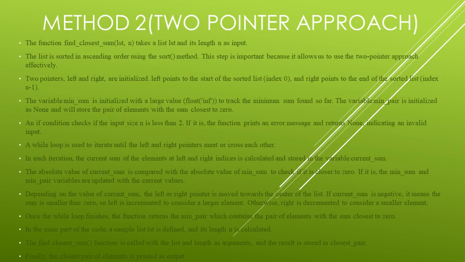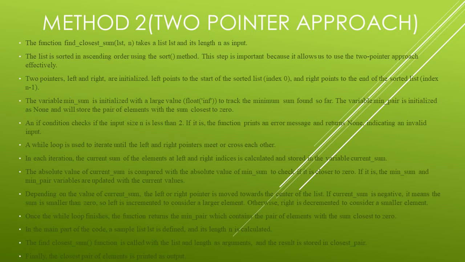So now I'll explain method 2, which is the two pointer approach. The function find_closest_sum takes a list first and its length n as input. The list is sorted in ascending order using the sort method. This step is important because it allows us to use the two pointer approach effectively. Two pointers left and right are utilized. Left points to the start of the sorted list, index 0, and right points to the end of the sorted list, index n minus 1.